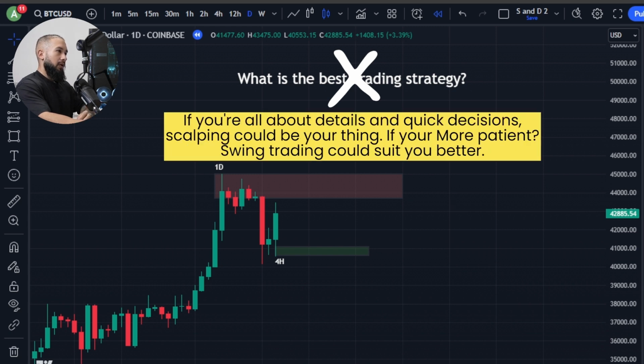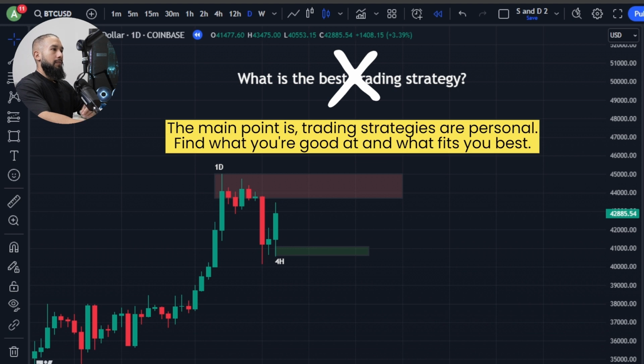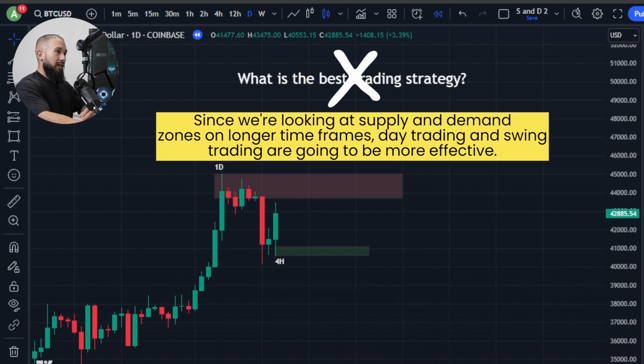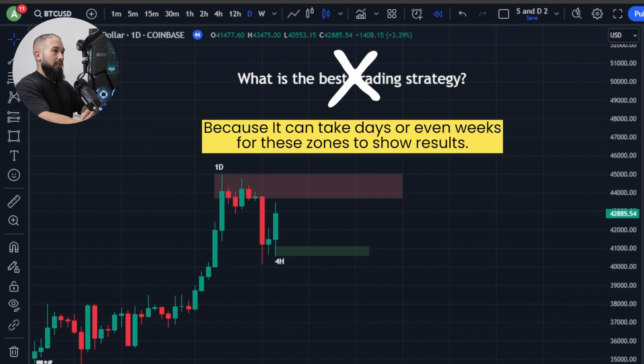For example, if you're all about details and quick decisions, scalping could be your thing. If you're more patient, swing trading could suit you better. The main point is, trading strategies are personal. Find what you're good at and what fits you best. Since we're looking at supply and demand zones on longer time frames, I would say day trading and swing trading are going to be more effective because it can take days or even weeks for these zones to show results.